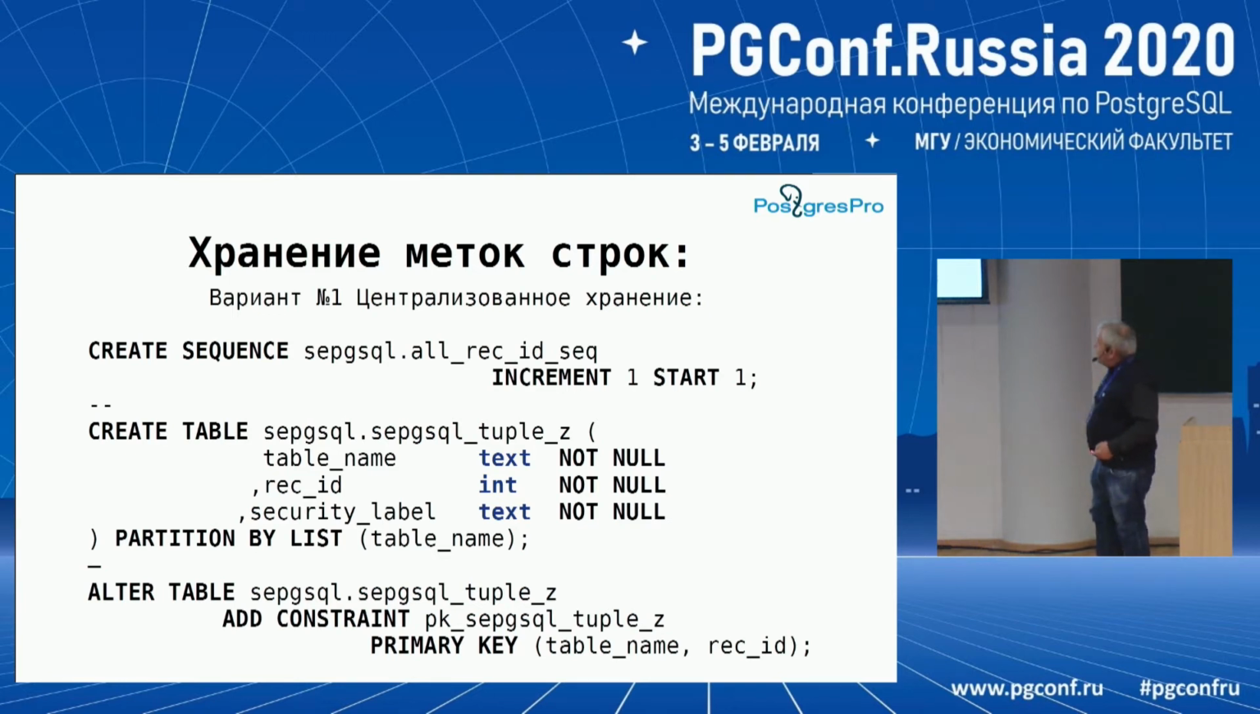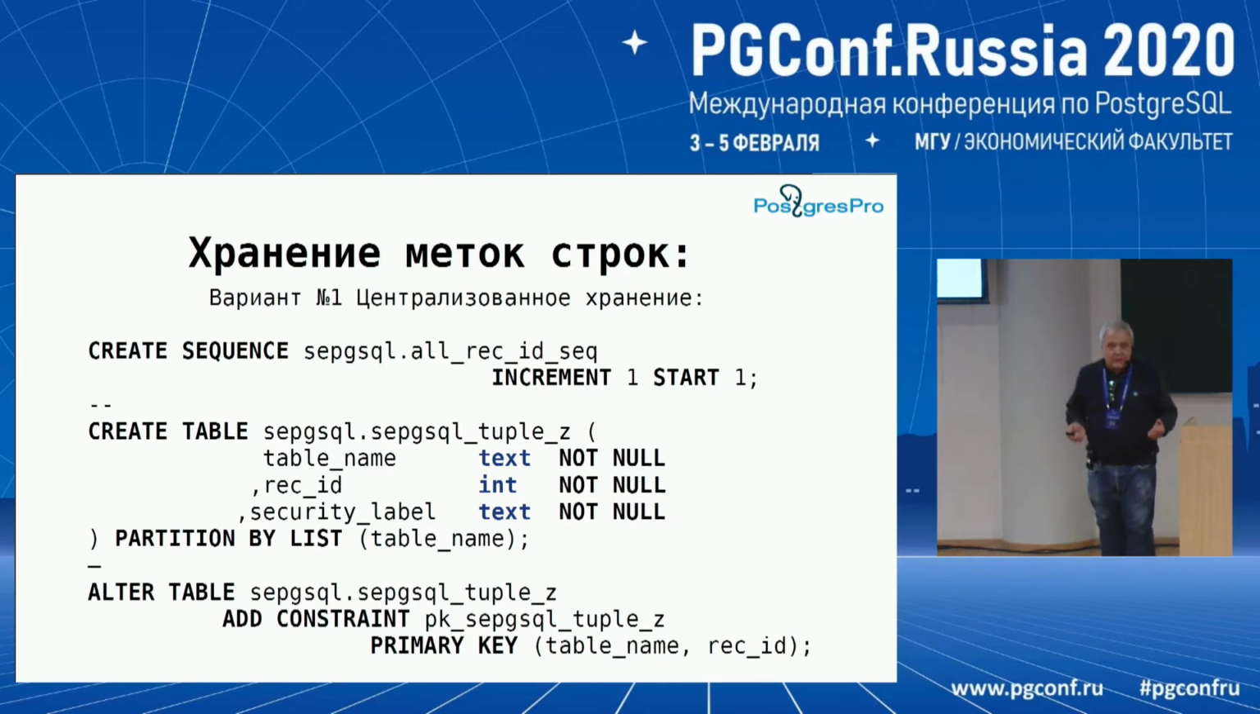Physical implementation. Yes, we have a separate arrangement called sepgsql sequence for generation of identifiers. So the strings must be related or linked with labels. So the table is sectioned by the name of sections, and the name of the table is part of the primary key. Very simple structure.